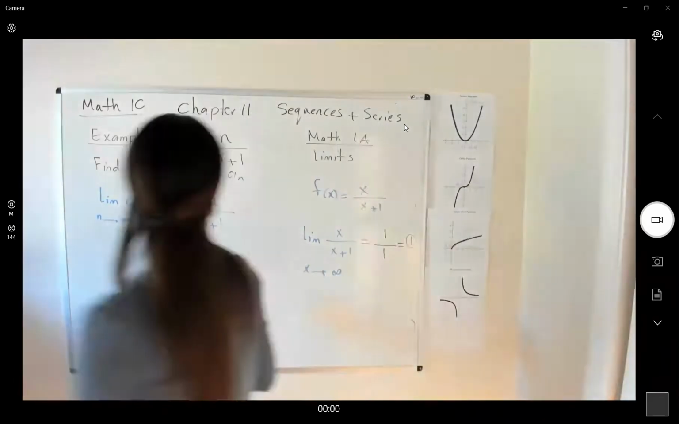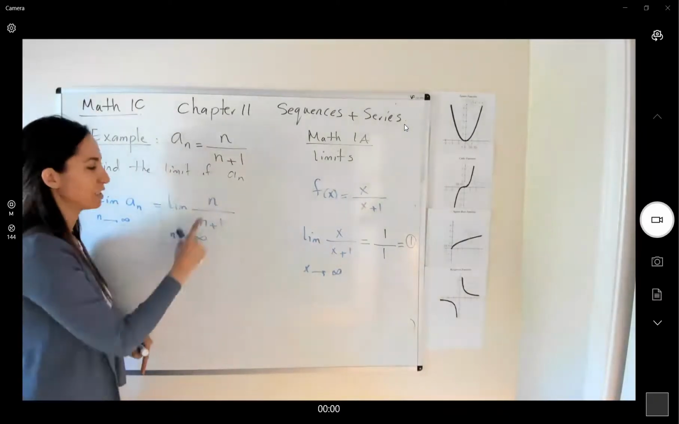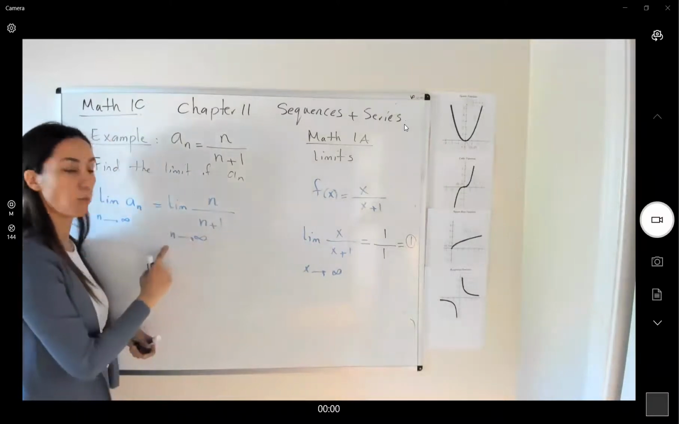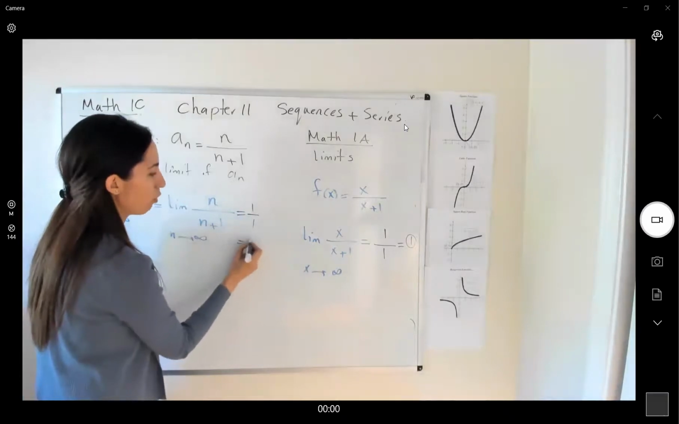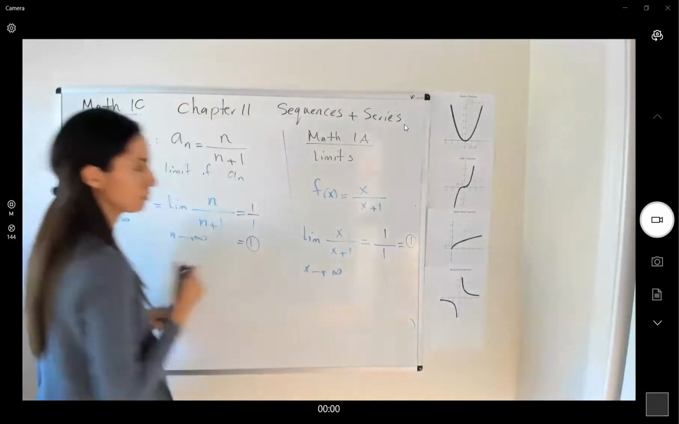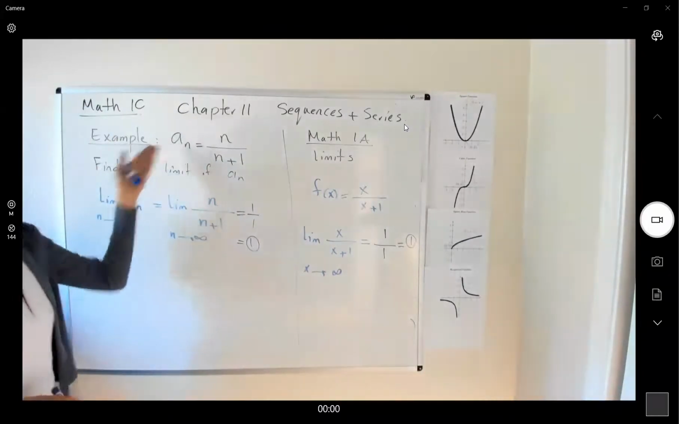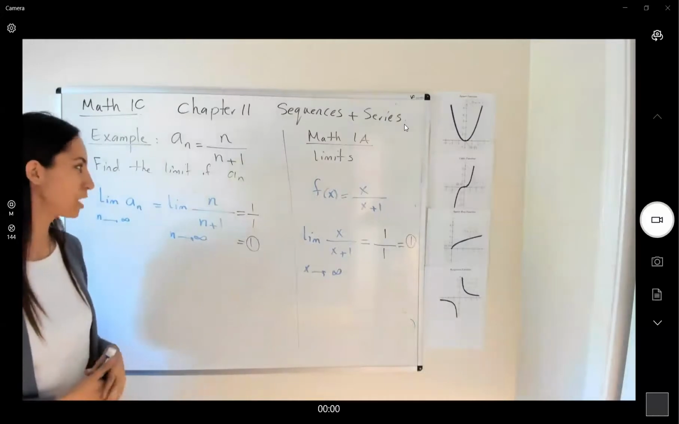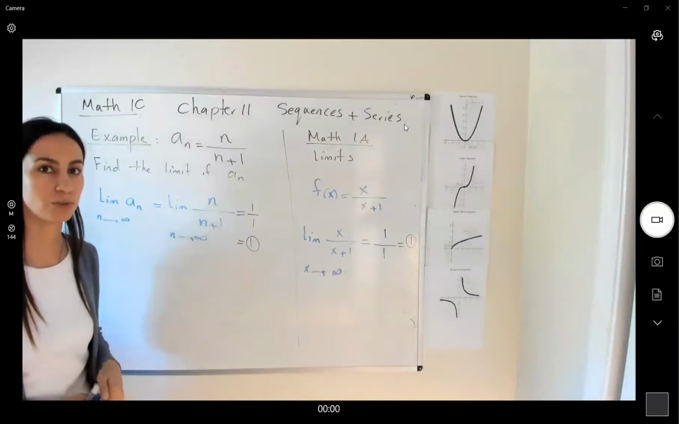Okay, the same concept. Since the degree of the numerator is 1, the degree of the denominator is 1. It means that the limit while n goes to infinity is 1 over 1 or 1. Taking the limit in Math 1A, taking the limit of a sequence in Math 1C. So you say that the limit of this sequence is equal to 1.